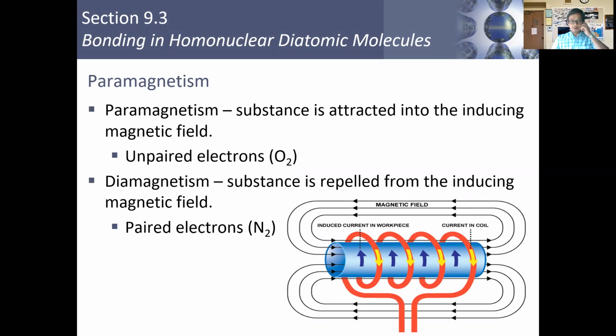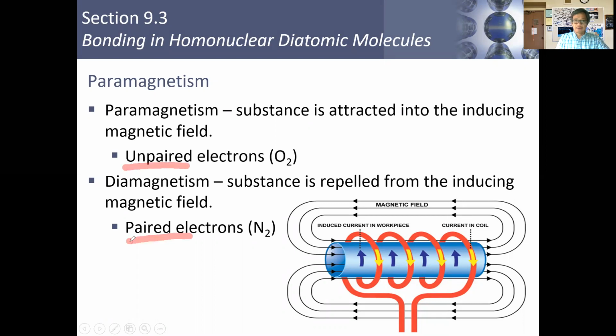Okay? And there's one characteristic of those molecules that will determine whether they will be drawn into a magnetic field or whether they are expelled from, or repelled from, the magnetic field. And it depends on whether they have unpaired or paired electrons. Okay? And so when a molecule has unpaired electrons, it will be attracted into the magnetic field. So you can imagine this is our magnetic field here.